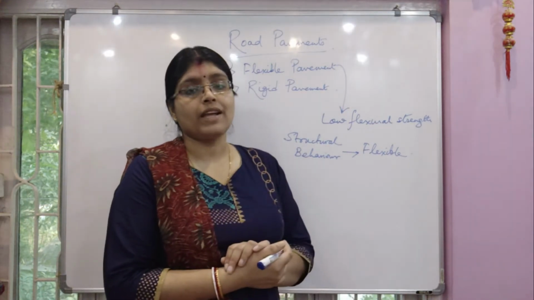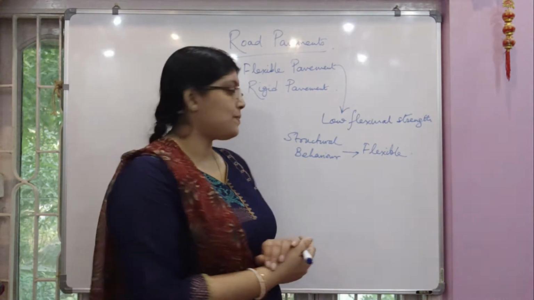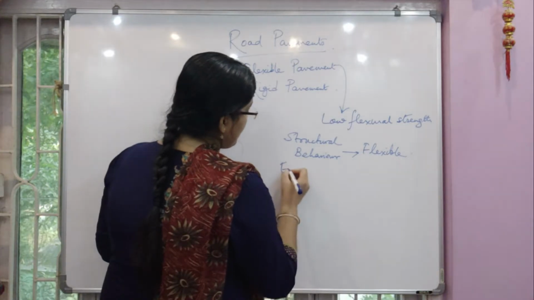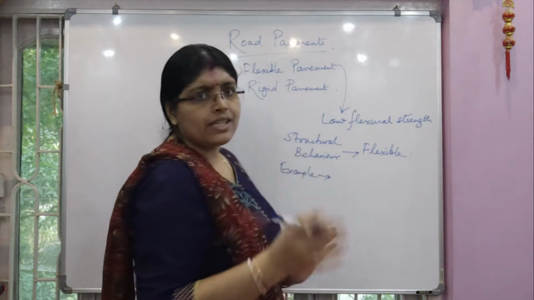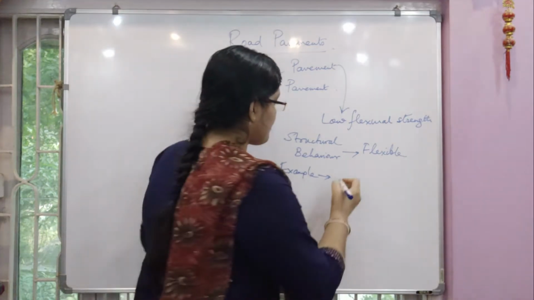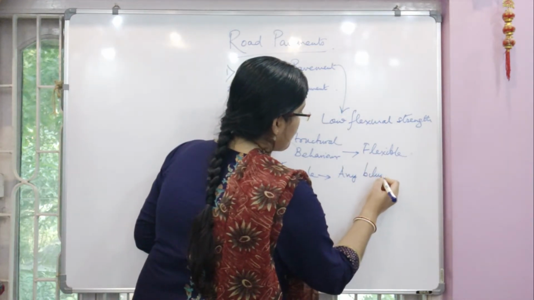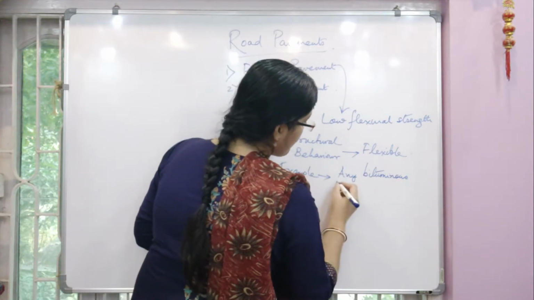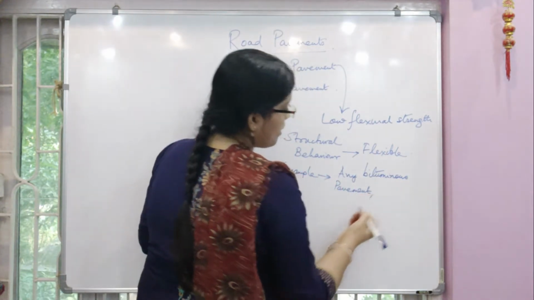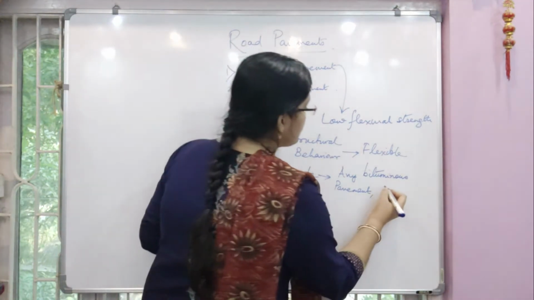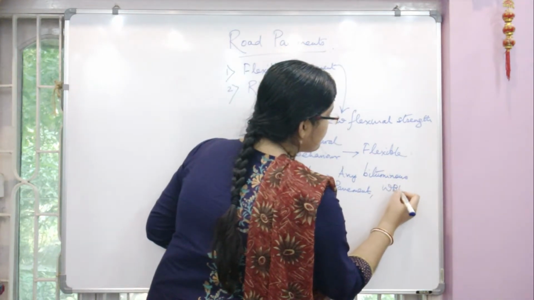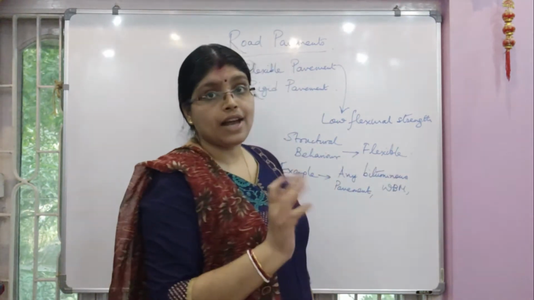Now let's see some of the examples of flexible pavement. So the examples of flexible pavement are any sort of bituminous pavements, any water-bound macadam road, that is WBM road, and any gravel pavement.